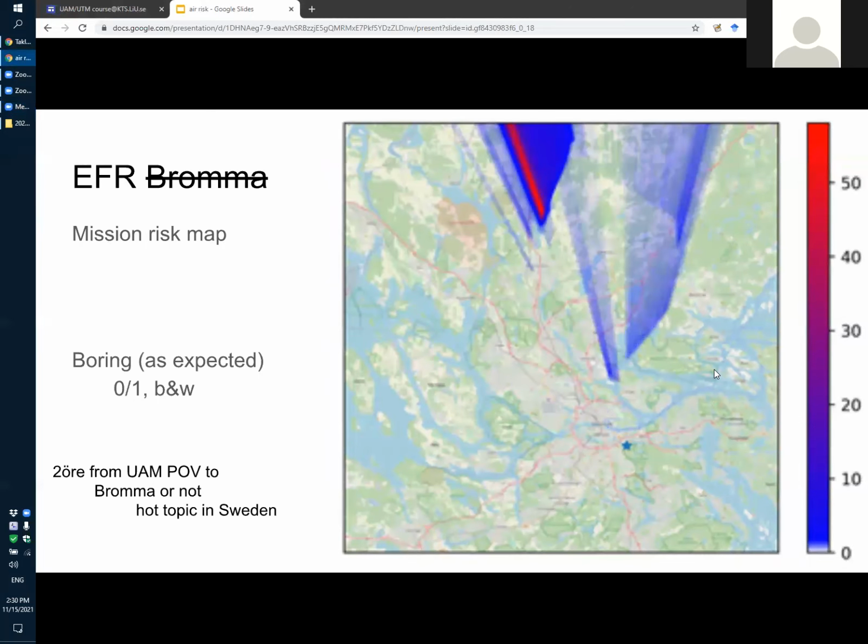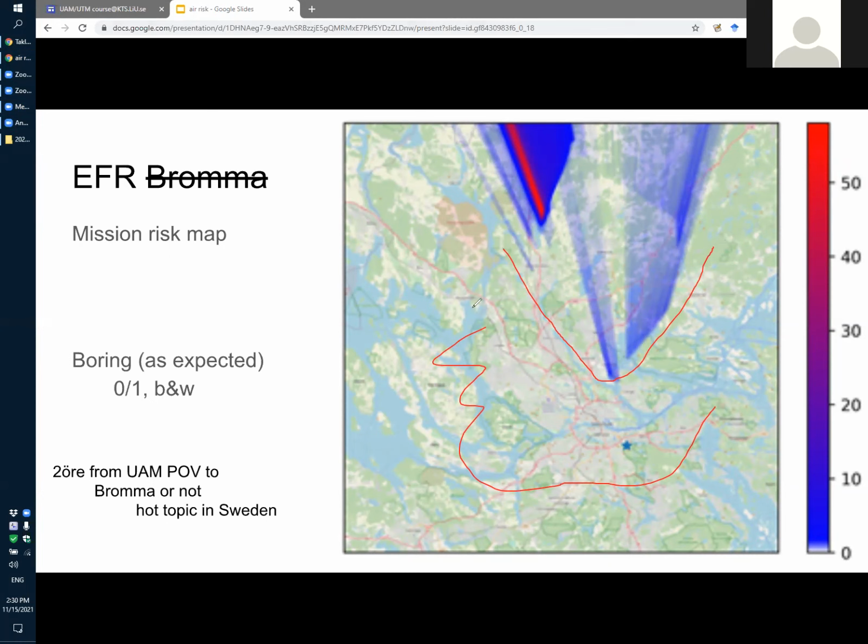Interestingly, if you take Bromma out of the picture, then the mission risk map looks much, much better. All of a sudden you can fly to many more places in Stockholm than if Bromma traffic were taken into account. So you can basically fly everywhere except to the north, where north of Stockholm you have Arlanda. It more or less shows an unsurprising fact that having an airport in the city center, or close to the city center, is nice, as Bromma does.